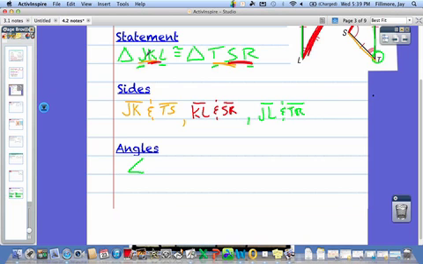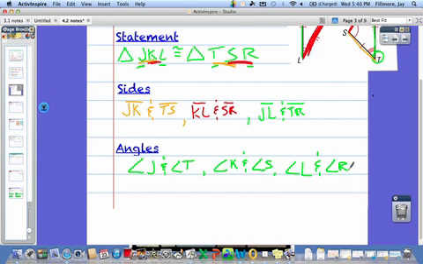Angle J is first, angle T is first. K is second, S is second. L is last, R is last. Those are all my corresponding angles.